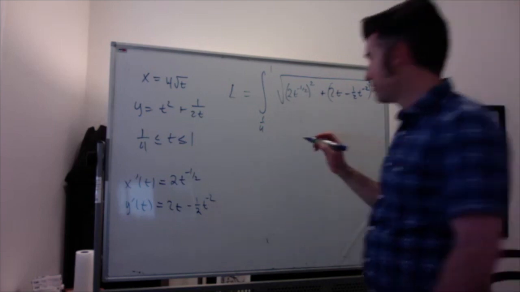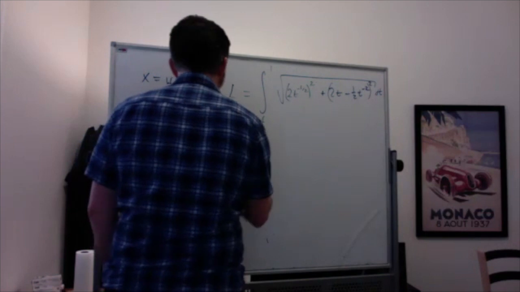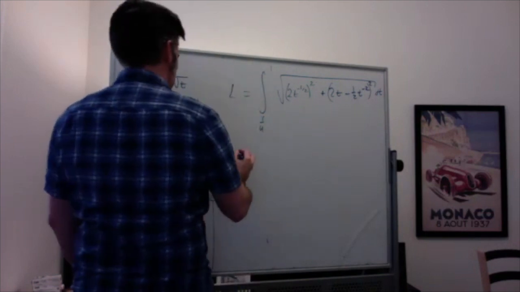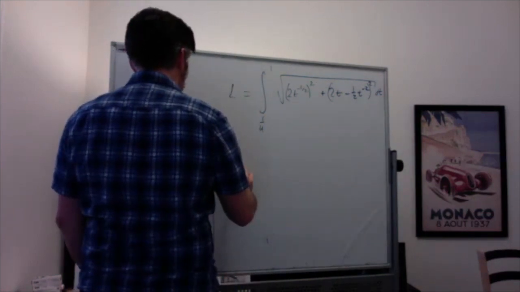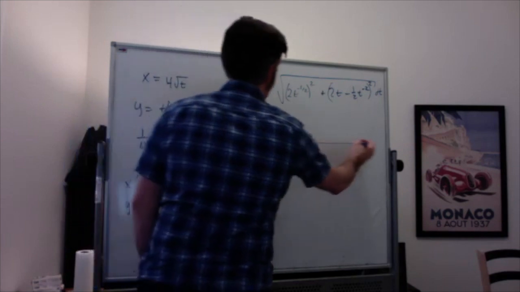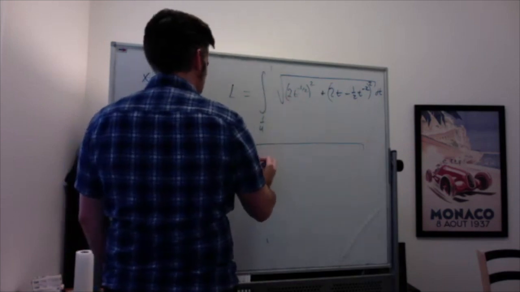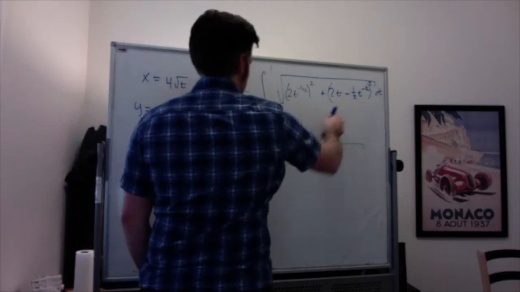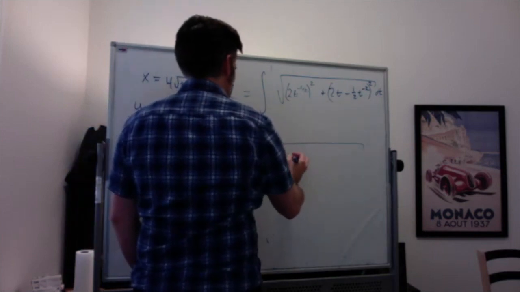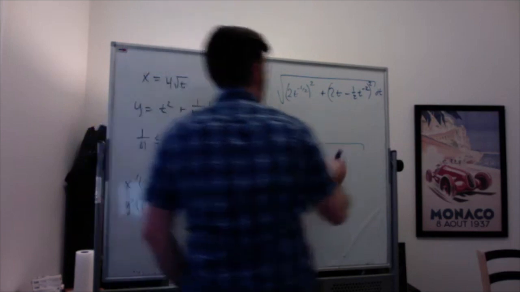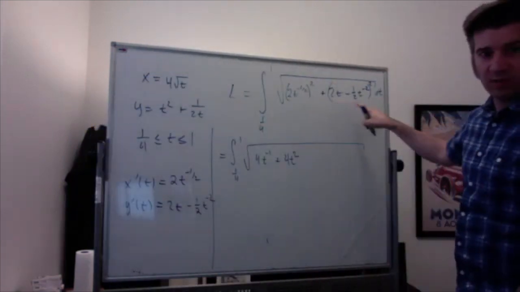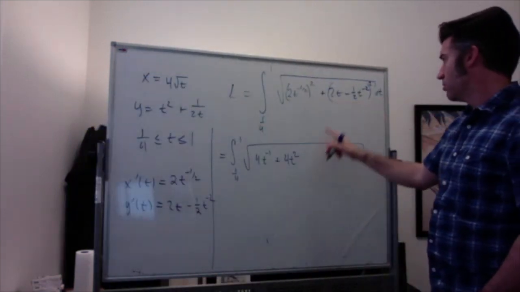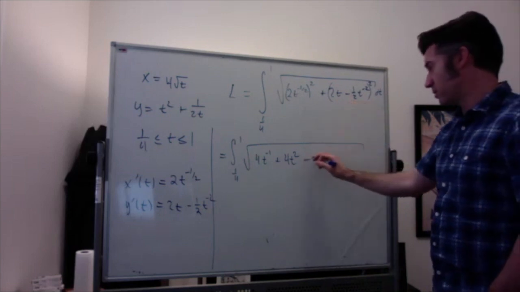Not too hopeful here. So let's see what we get. We get the integral from 1/4 to 1 of the square root of 4t to the negative 1. Multiplying this out, I'm going to get a 4t squared. Then twice the terms multiplied together, so it's going to be negative, so it's going to be minus a t.